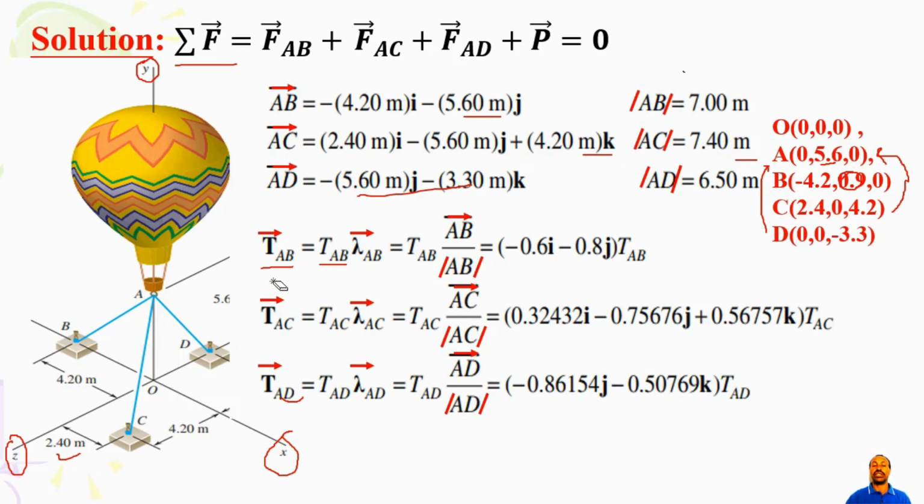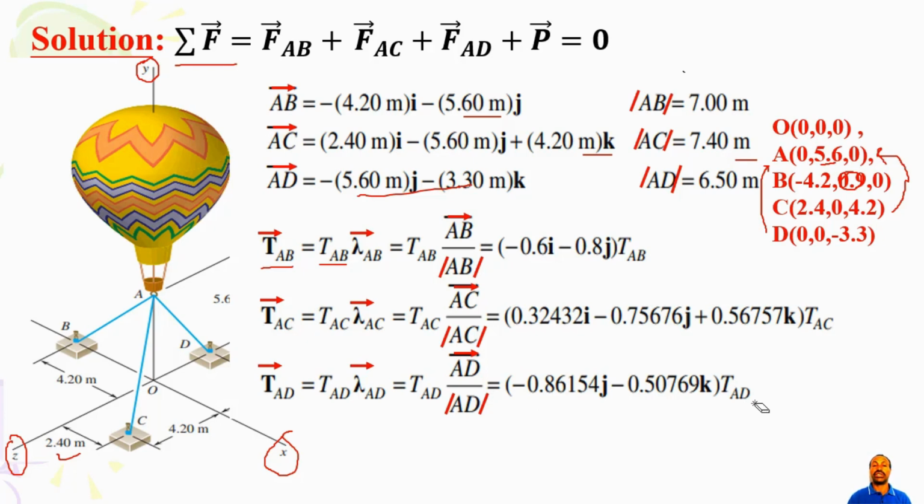And you go similarly for AC. You have the magnitude of TAC multiplied by the unit vector in the direction of AC. Similarly, you have this result, and you multiply by TAC for these unit vectors. Then for TAD, similarly, the TAD magnitude times the unit vector in the direction of AD. Then you get this result.